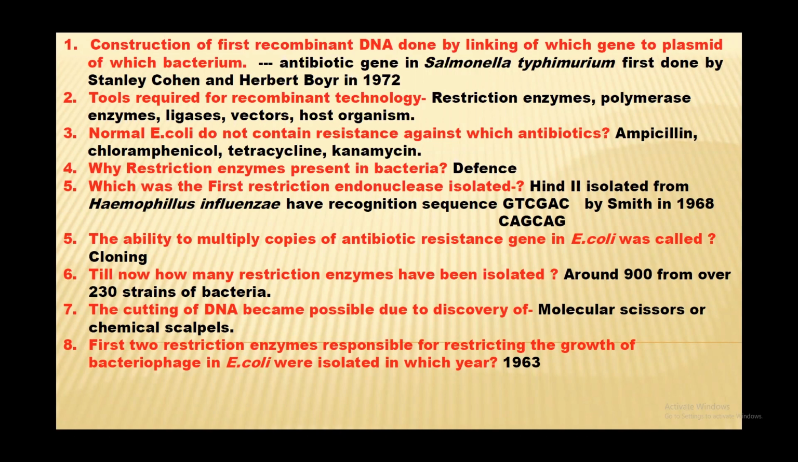See the first one. Construction of first recombinant DNA is done by linking of which gene to the plasmid of which bacterium? For the construction of first recombinant DNA, the antibiotic resistant gene isolated from E. coli bacterium was linked to the plasmid of Salmonella typhimurium. This process was carried out by Stanley Cohen and Herbert Boyer in the year 1972. So this is one of the very important lines for the NEET 2023 examination.